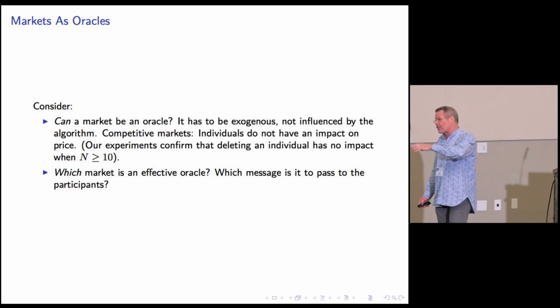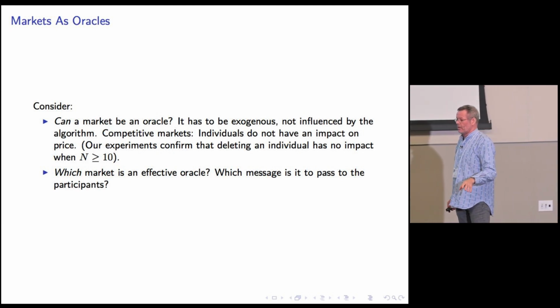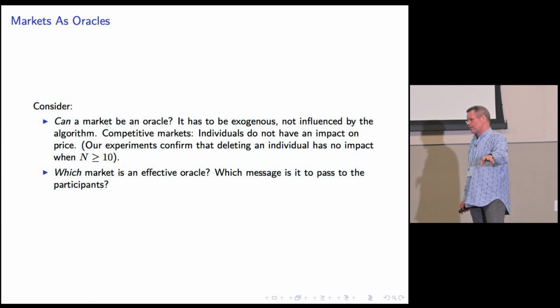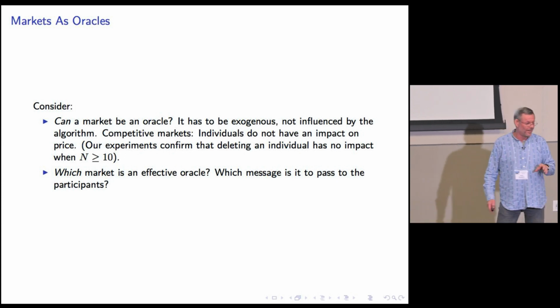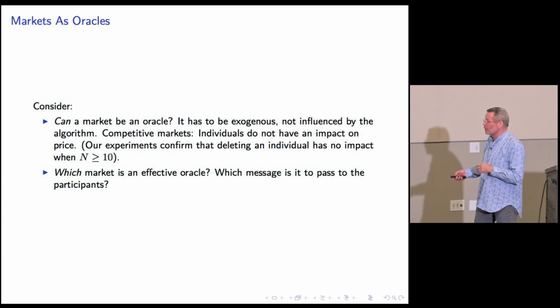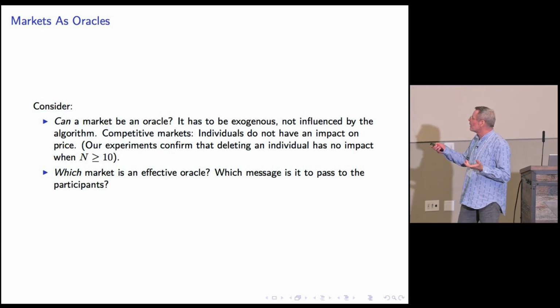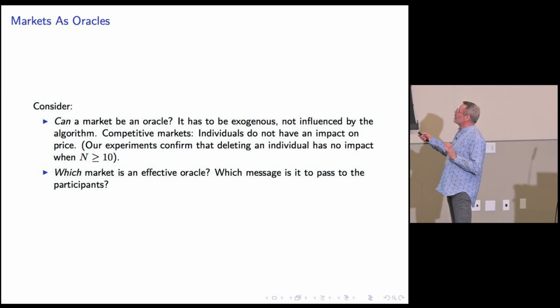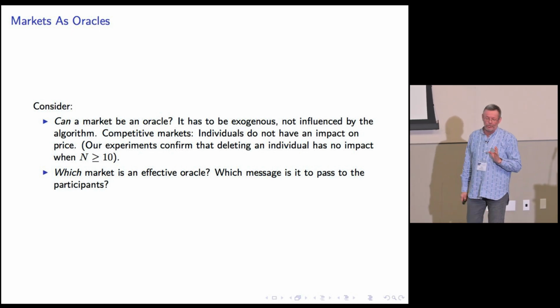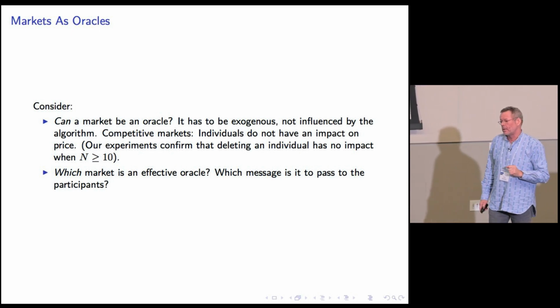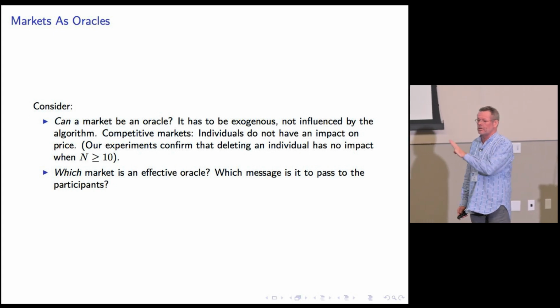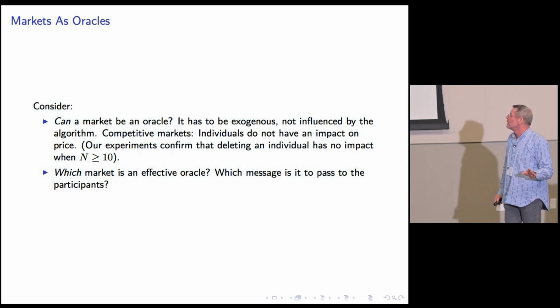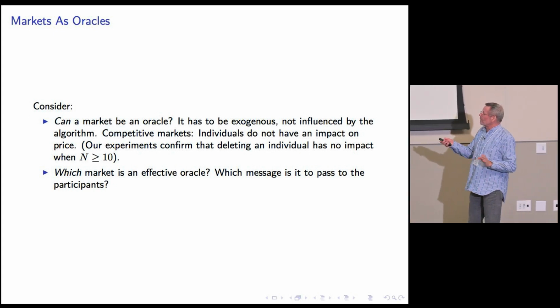The oracle actually has to be exogenous to the algorithm. The algorithm here is a human. The market, of course, is composed of the humans, and so you wonder maybe this can't happen. But don't forget, we're talking about competitive markets. The oracle has to be exogenous. It's not influenced by an algorithm. In competitive markets, the individuals do not have any impact on the price, and we know from our experiments that when you have about 10 people in there, you can take a guy out and not change the prices at all. So then the question is, which market is an effective oracle?